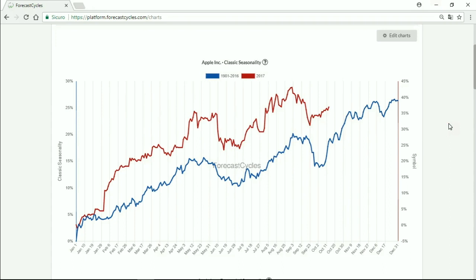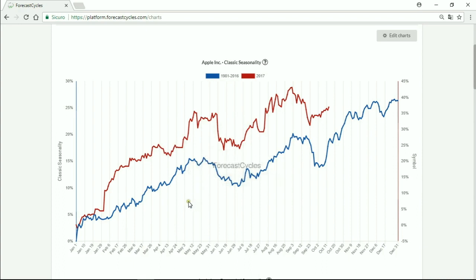The classic seasonality uses statistics to forecast the performance of a market in a single year. It is the blue line on the chart and shows the average performance of Apple in this example from January to December. It shows its average trend during the months of a year, and from 1981 to 2016, for example, Apple rose 26% each year. The red line is the Apple price performance during 2017, and as you can see, Apple is extraordinarily correlated to its seasonality.